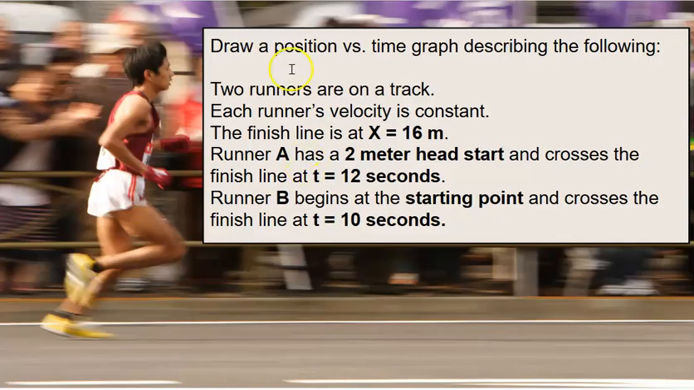Okay. Draw a position versus time graph. So this is good practice because slopes of secants pretty straightforward, but thinking about what things look like is a little bit harder. Two runners run a track. Each runner's velocity is constant. Finish line is at 16. So look over this information. You draw it yourself, and on the next slide, we'll see how you do.